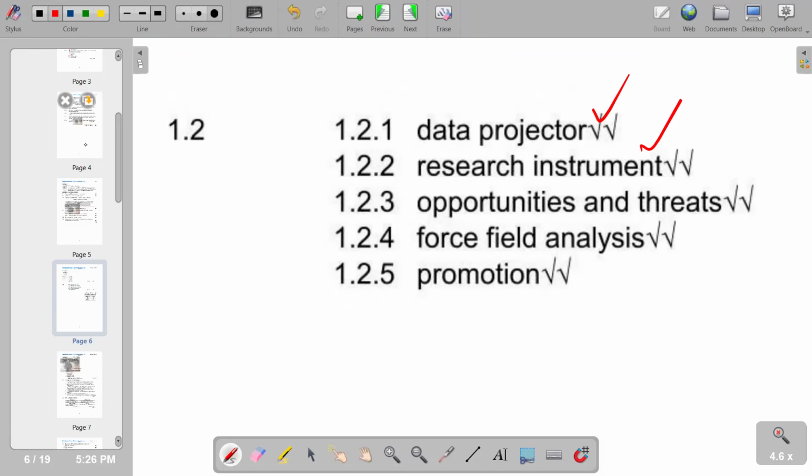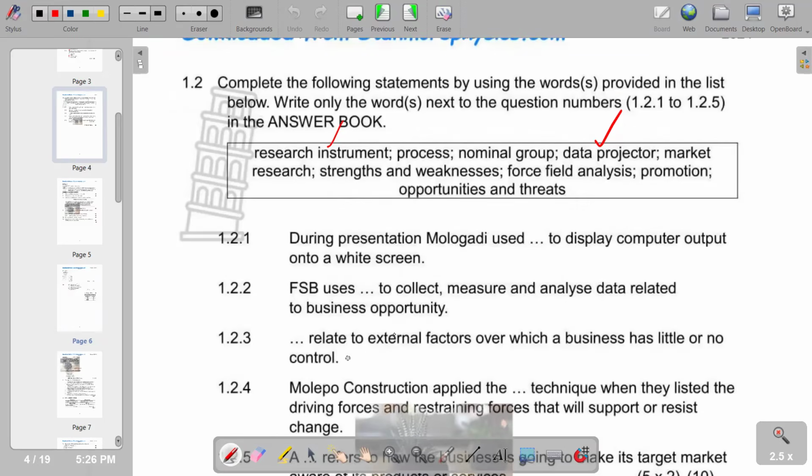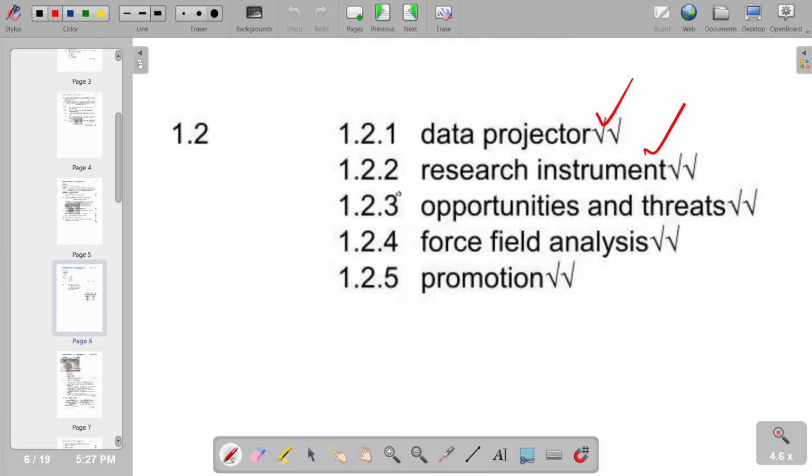Then we move on to the next part, which reads: this relates to external factors over which a business has little or no control. We go through and see which one we can fill in. We have opportunities and threats as the correct response. So on 1.2.3, we have opportunities and threats.